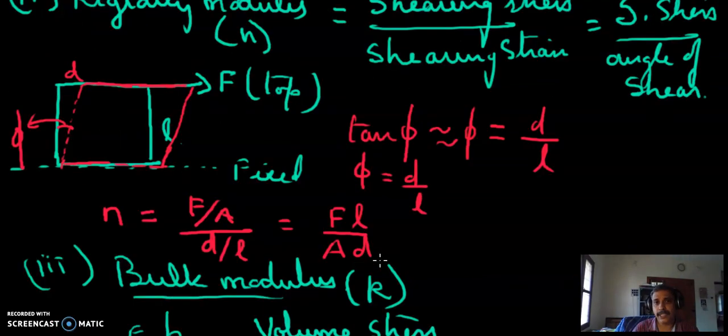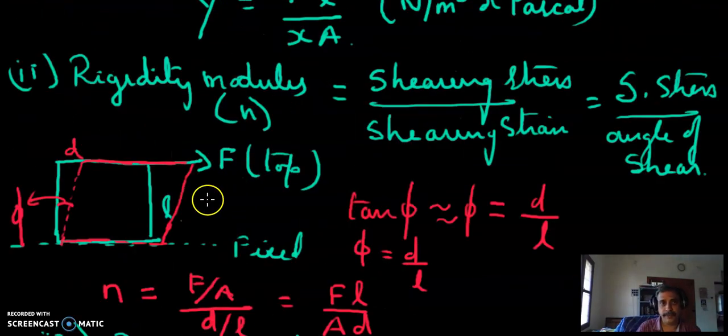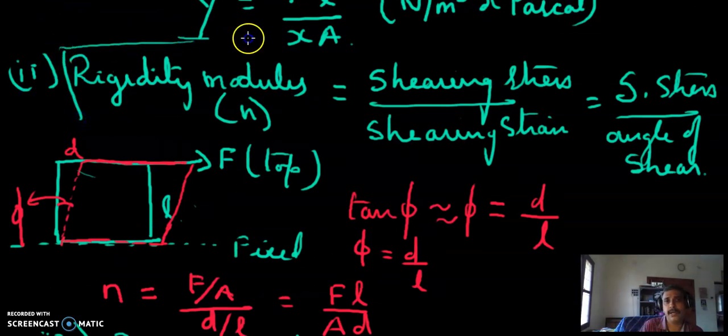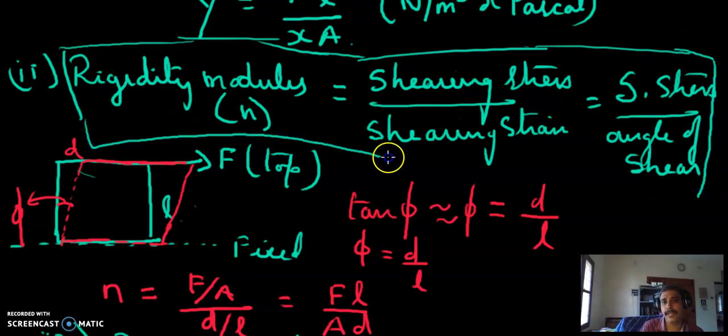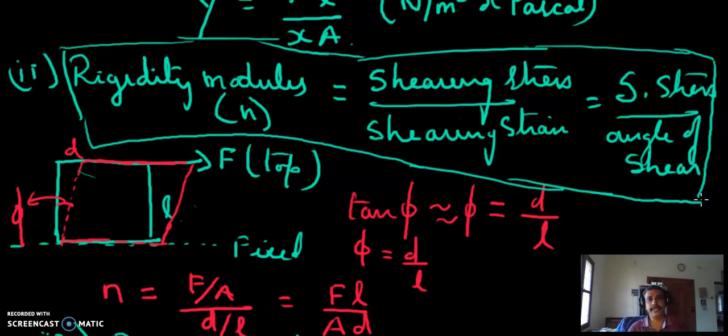For calculating the twisting couple on a wire, we are going to concentrate only on the rigidity modulus of the wire, right? That is the reason we have discussed the modulus of elasticity here. We will see the twisting couple of a wire in our next video. Thank you.